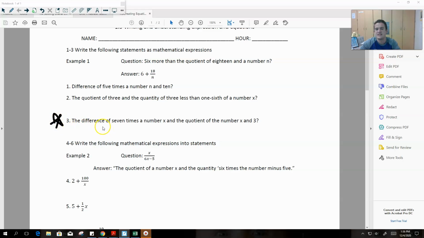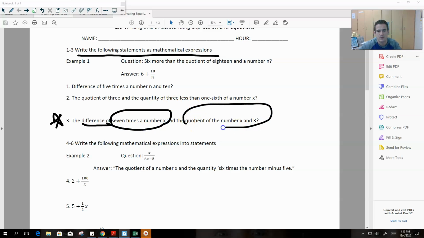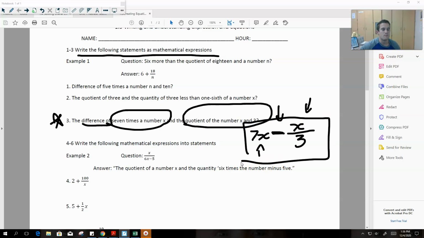Number 3 says, first the instructions say, write the following statements as mathematical expressions. This says the difference of 7 times the number x and the quotient of that number x and 3. So difference is subtraction. I'm subtracting two things. The first thing is 7 times the number x, 7x. And the second thing is the quotient of the number x and 3. So the quotient is division. So I'm taking the difference of 7x and x divided by 3. So that right there would be my expression, my math equation. Okay, so that's what we're doing on questions 1 through 3.